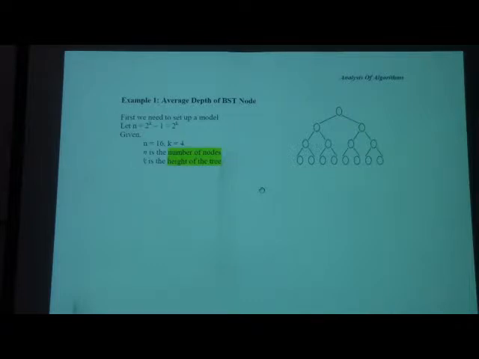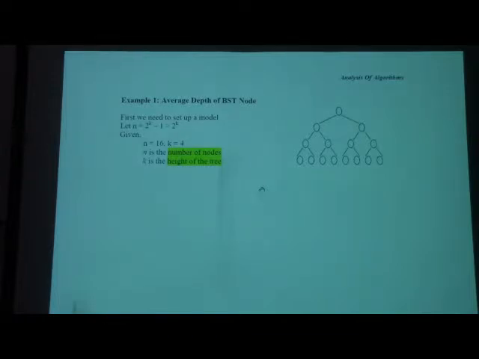To find the average depth of a node, we add up all their depths and then divide by the number of nodes. The number of nodes is 15, so the average depth here would be 0 plus 2, 3, plus 3, 8, plus 16.